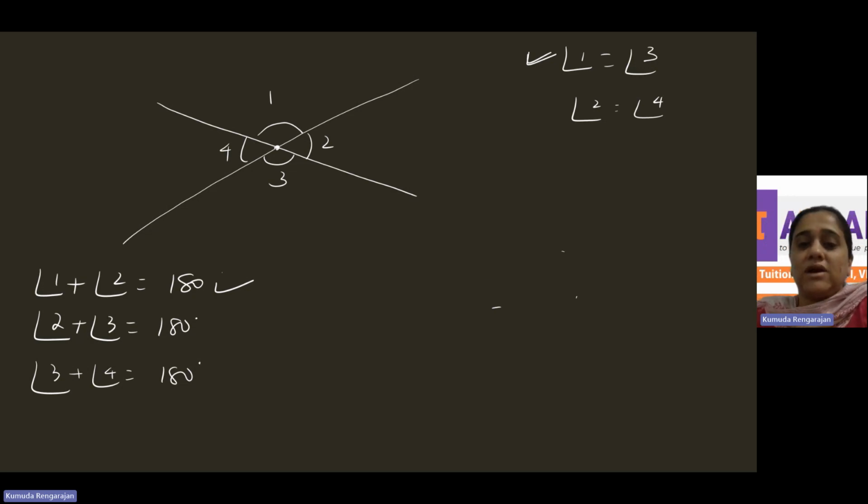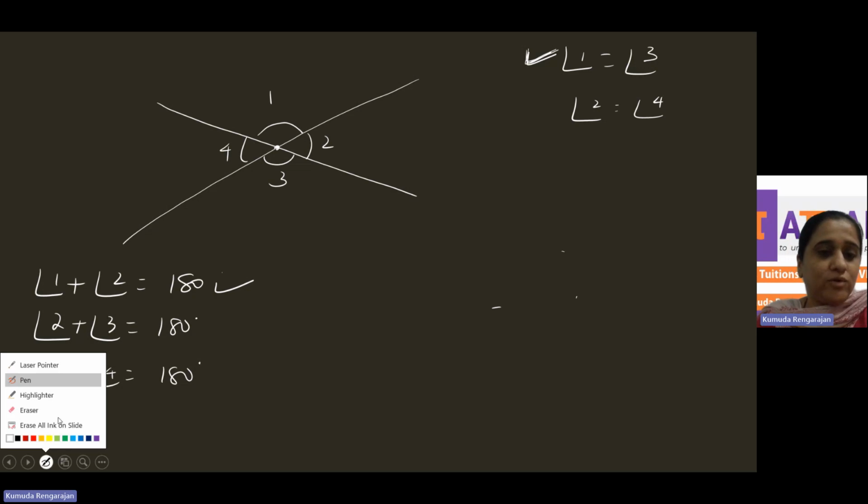So I was telling you that if we have to prove that angle 1, let's come from the beginning. Maybe you've forgotten what we were discussing. Two lines are intersected by a transversal. Okay, two lines, sorry. Going to the next topic.